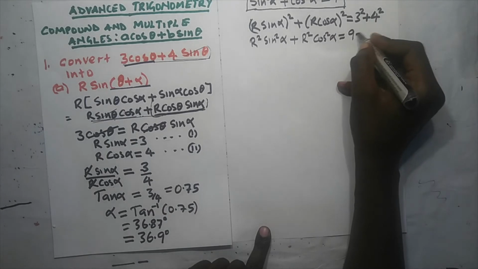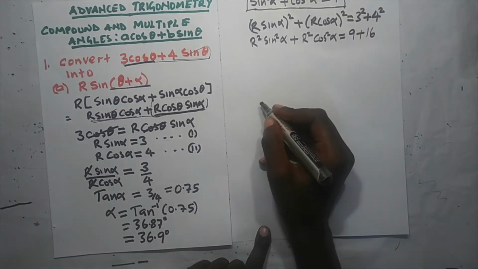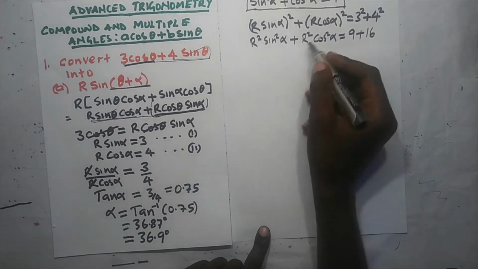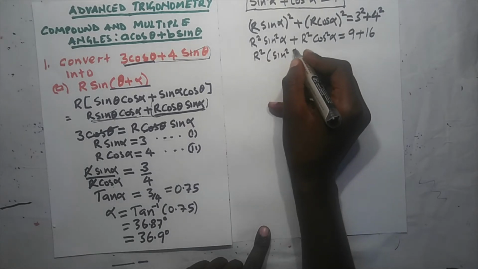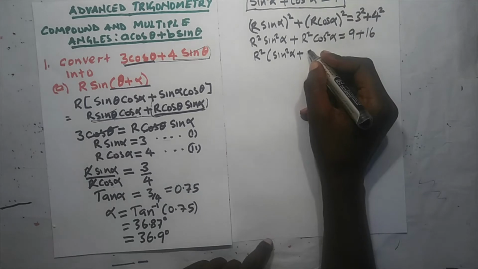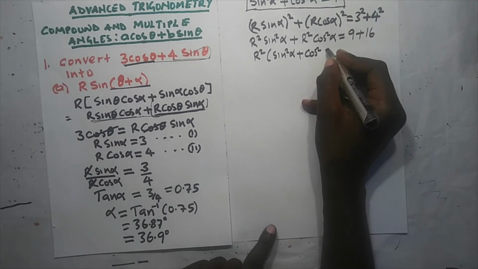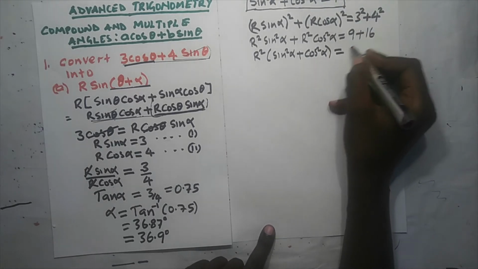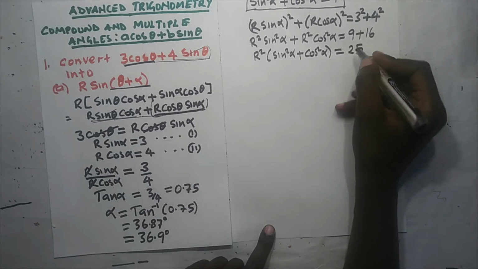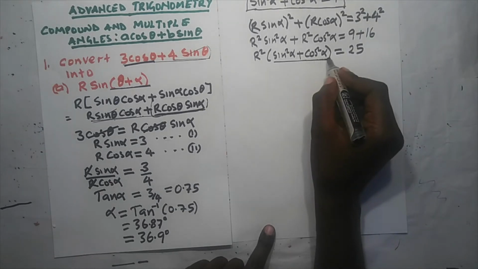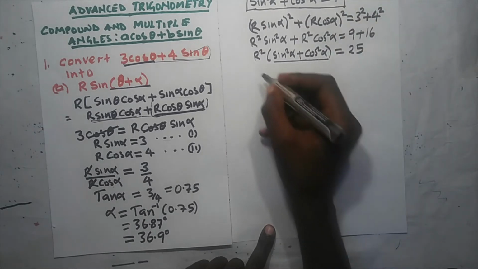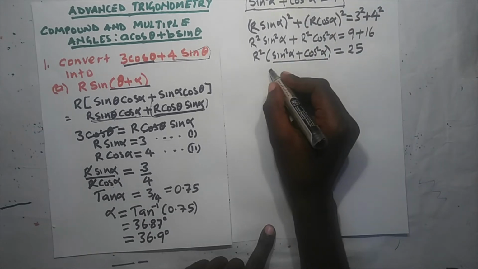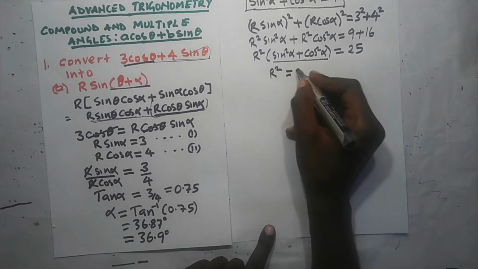to 9 plus 16. And so here we can factor out the R squared. We are going to have R squared times sine squared alpha plus cos squared alpha is equal to 9 plus 16, which is 25. And so here in the brackets, we can see that we have this identity. So the whole thing will reduce to 1. And we are going to have R squared times 1, which is just R squared, is equal to 25.